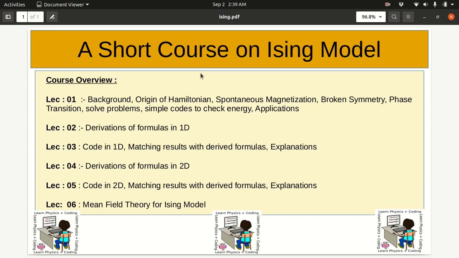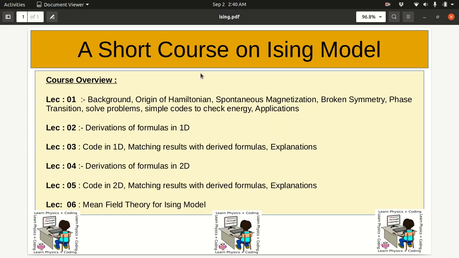In the first lecture, I will mostly talk about the background, the origin of the Ising Hamiltonian, what is spontaneous magnetization, phase transition, and symmetry breaking. I will also solve some problems on the Ising model, write a simple code to check the energy of the Ising model Hamiltonian, and show applications of the Ising model in various fields, from biology to StatMech.